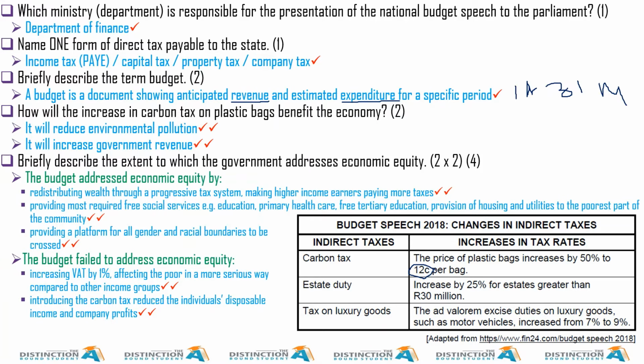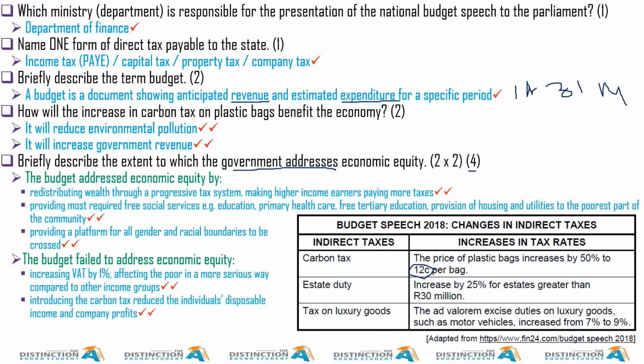Introducing the carbon tax reduced the individual's disposable income and company profits. Right. So that's how. But the reason we're having two sides is that in the question you can mention the good, you can mention the bad. So it's either you say you agree with the fact that the government is addressing economic equity. I wouldn't go for this other part myself. I would go for these three. And anyway, you need only 2 points in this case.